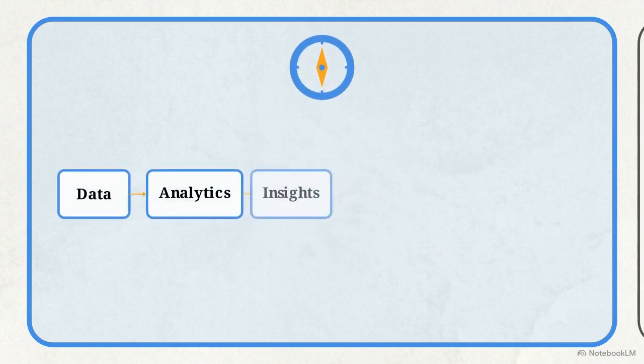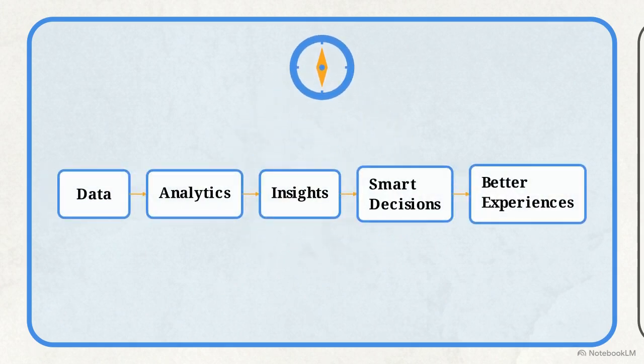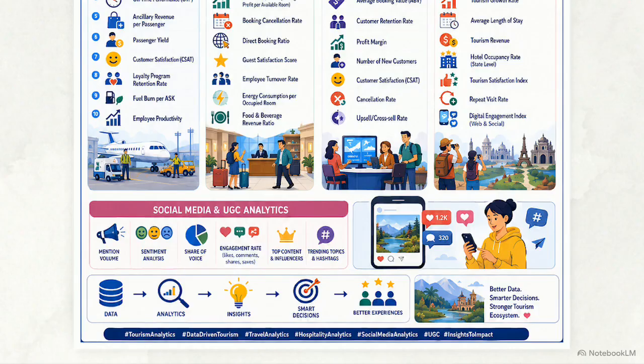Let's start with Quadrant 1. This is where we establish your operational North Star, the sequence that turns raw information into actual value. Look at this sequence at the bottom. It shows the core pipeline, from raw data, through analytics, to insights, to smart decisions. Every metric collected must serve this final step. If data doesn't help deliver a better customer experience, cross it off.